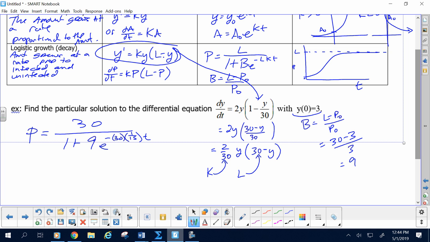Okay, all right. When is the max growth rate? Fastest growth is when the population is half the carrying capacity. As time goes to infinity, the population approaches the carrying capacity, and the rate of change approaches 0.